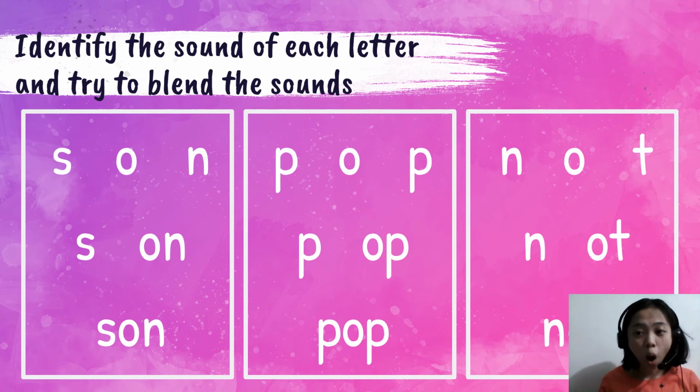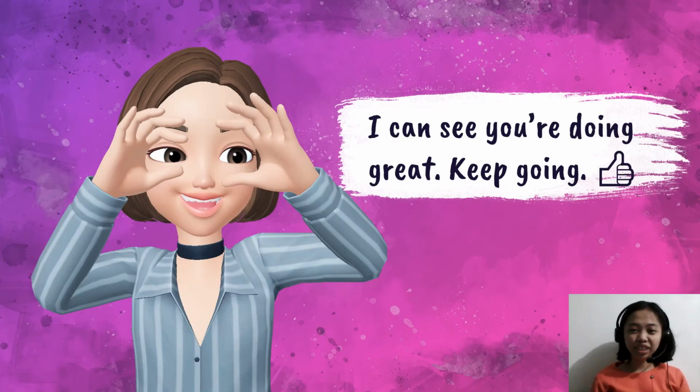Next, the last box. What are the letters? N, O, and then T. Very good. Now, what are the sounds of N-O-T? It's N, O, and T. O plus T, or put together the sounds, it will become ot. N plus ot equals not. Okay, that's great. I can see that you're doing great. Keep going. We're near the finish line.